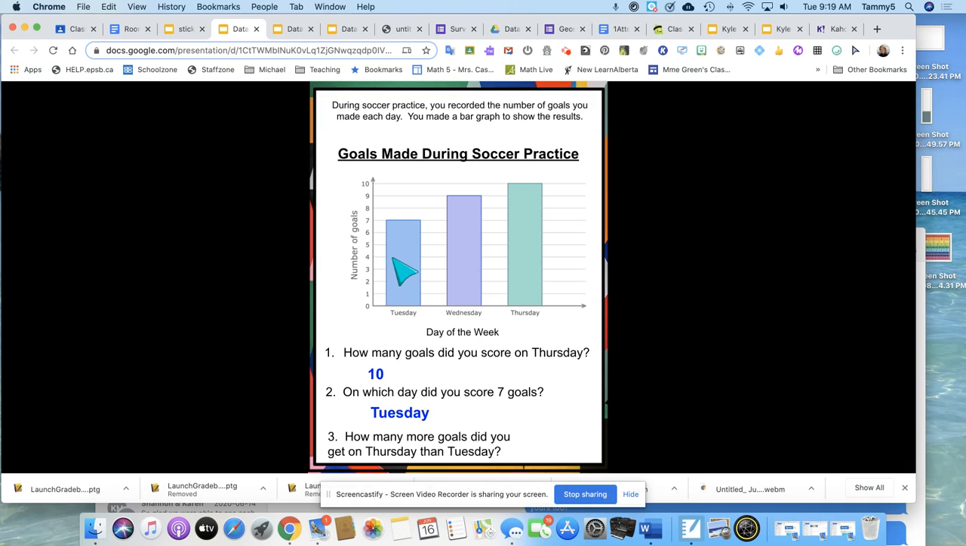Last question, how many more goals did you get on Thursday than on Tuesday? Now remember, the key word here is how many more. So you're thinking in your head, this is subtraction. So I'm going to be subtracting the 10 goals that we got on Thursday minus the 7 goals that we got on Tuesday, gives us an answer of 3 goals. So we got 3 more goals on Thursday than we did on Tuesday.